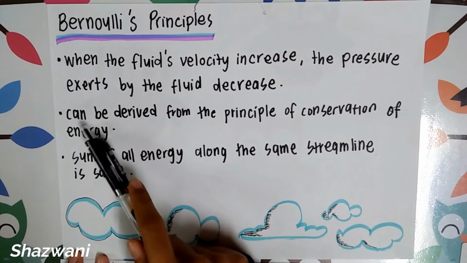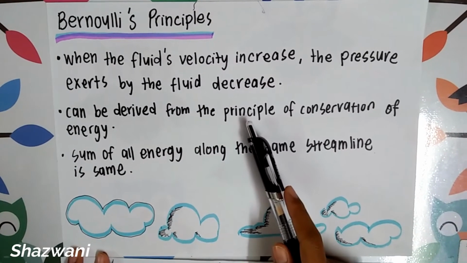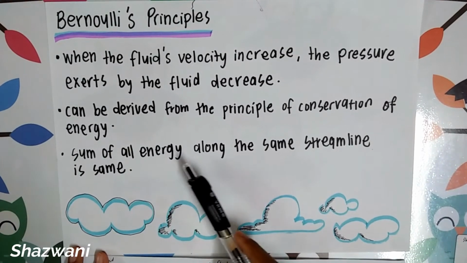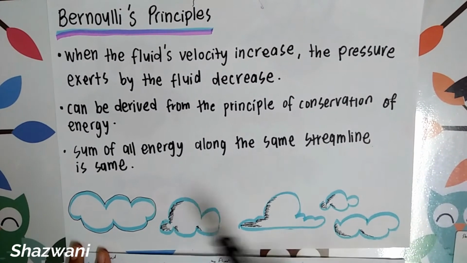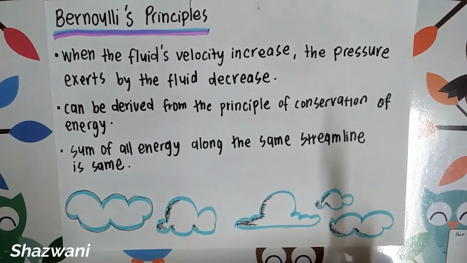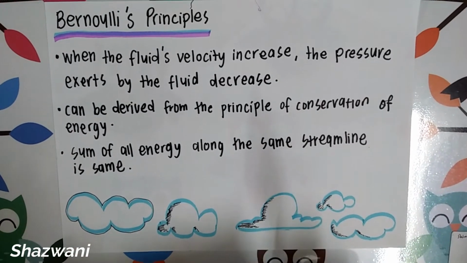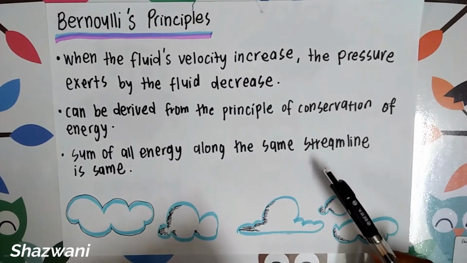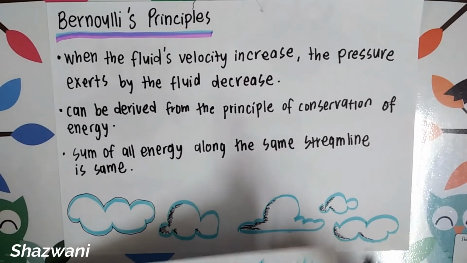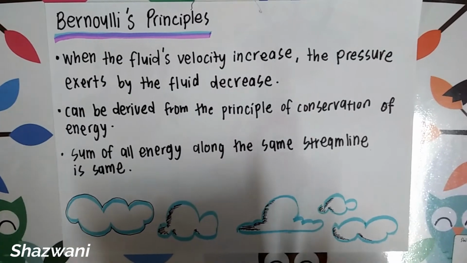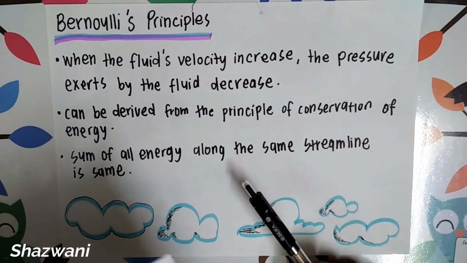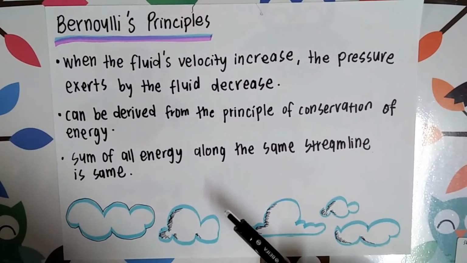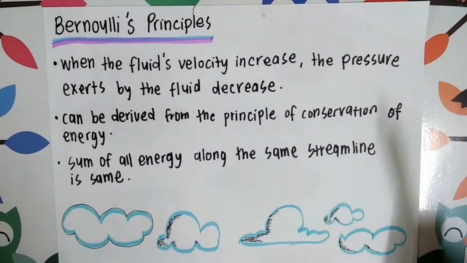This principle can be derived from the principle of conservation of energy, which says the sum of all energy along the same streamline is the same. So the sum of kinetic energy, potential energy and internal energy remains constant along the same streamline. For example, when speed increases, kinetic energy increases with a simultaneous decrease in potential energy and internal energy.